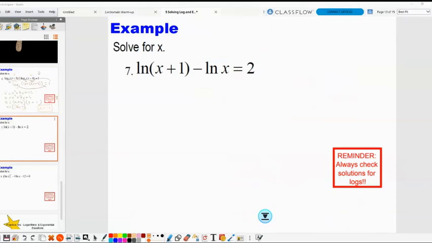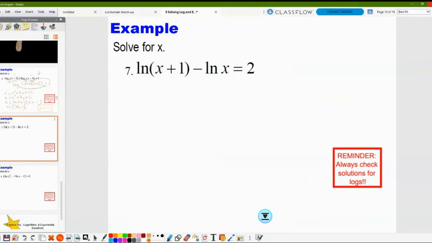We've got natural log of x plus 1 minus natural log of x. I've got the difference of logs, so I want to simplify that down to the log of their quotient to make it a single log. The positive term goes in the numerator. The negative term goes in the denominator. So that's natural log of x plus 1 over x equals 2.